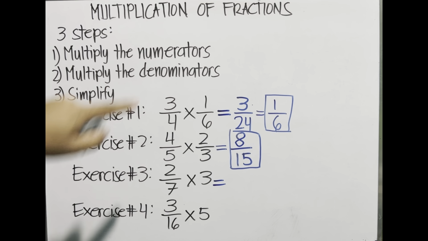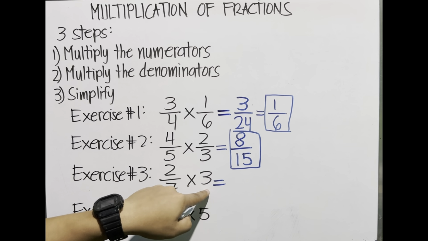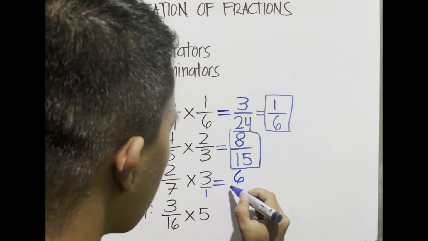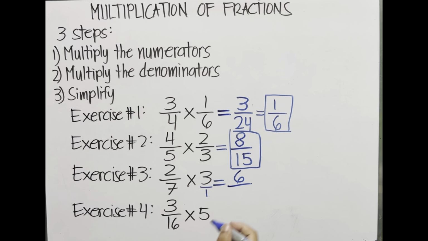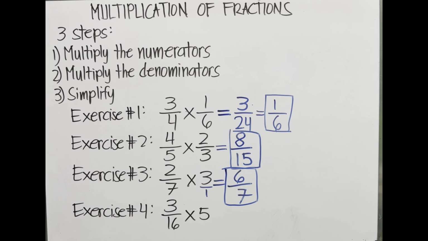Exercise number 3. Multiply the numerators. So, 2 times 3. Pag ganyan na whole number, ibig sabihin may silent 1 po dito na denominator. 1, matic na siya na 1 ang kanyang denominator. So 2 times 3, that is 6. Tapos multiply the denominators, 7 times 1, that is 7. So hindi na to pwede i-reduce or simplify. Yan, 6 over 7.